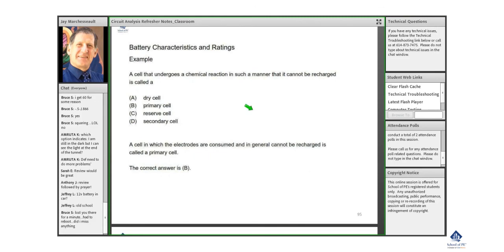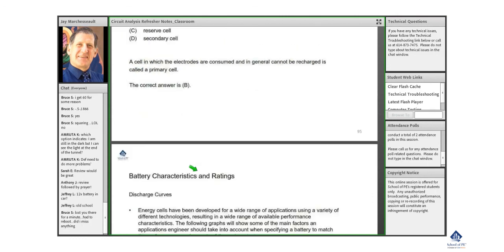There's another example. A cell that undergoes a chemical reaction in such a manner that it cannot be recharged is called a, and the answer is a primary cell.